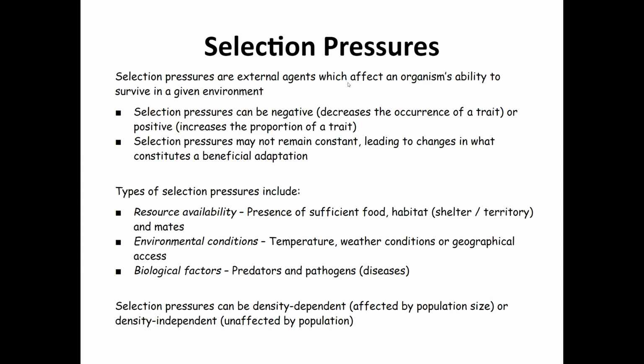So selection pressures may not remain constant. They can lead to change, which actually constitutes a beneficial adaptation. Okay, now there are types of selection pressures: resource availability, environmental conditions, and biological factors. So pause the video, have a read through this information.